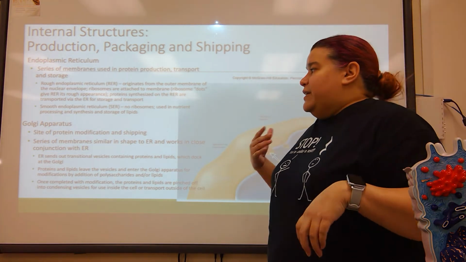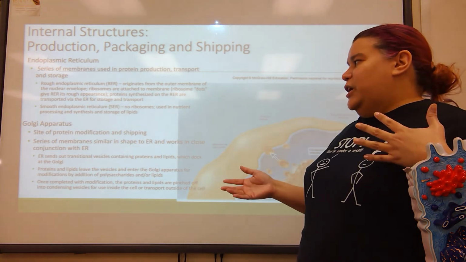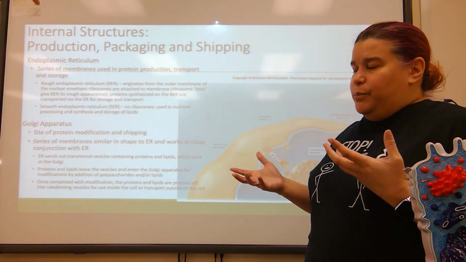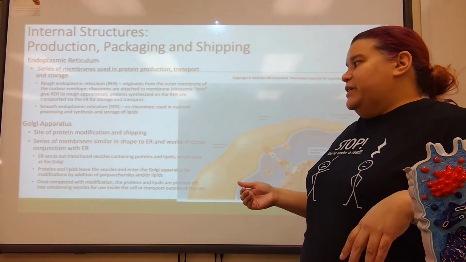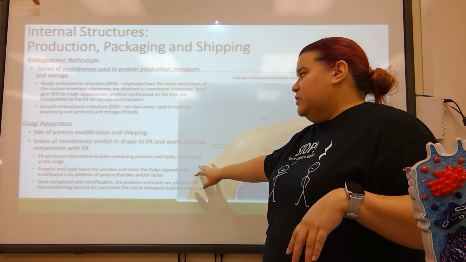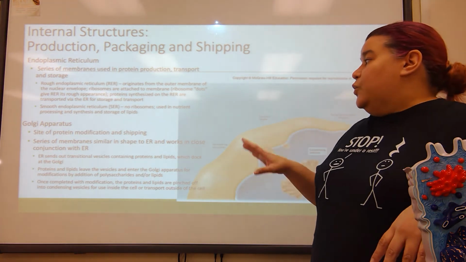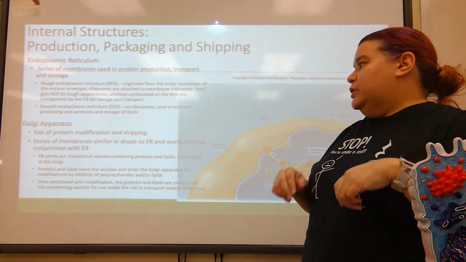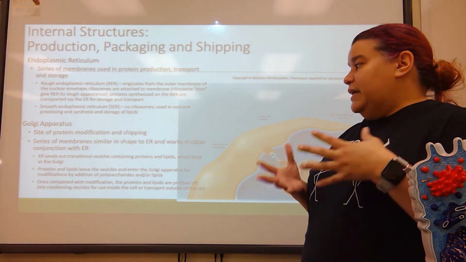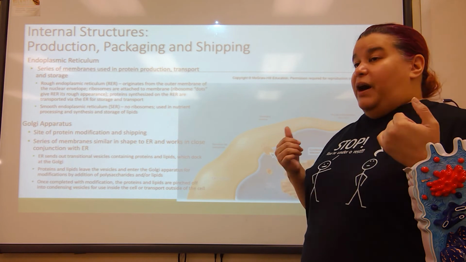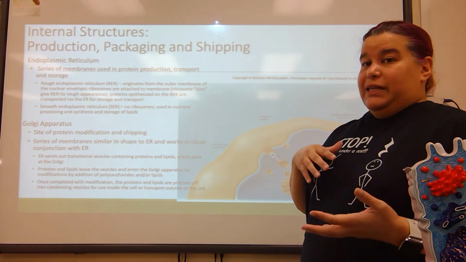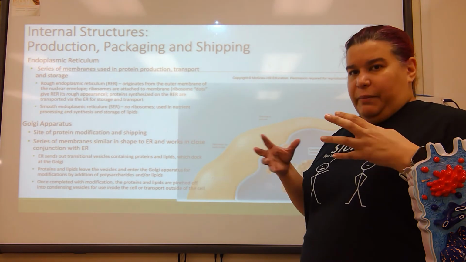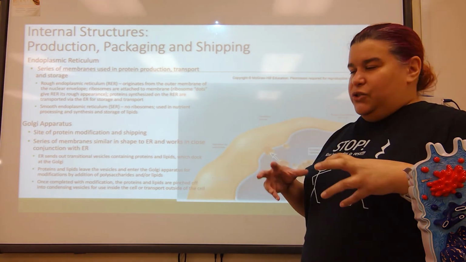So you've got a series of membranes. It's similar in shape to the endoplasmic reticulum, and it actually works in close conjunction with the endoplasmic reticulum. The endoplasmic reticulum sends out transitional vesicles containing proteins and lipids, which dock with the Golgi. They actually meet up with the Golgi. The proteins and lipids leave the vesicles and enter the Golgi for modification by the addition of polysaccharides, sugars, and lipids. So I might add bits of lipid to them.